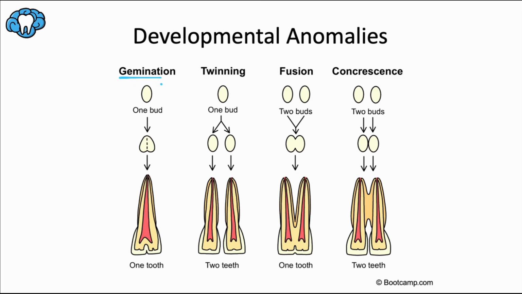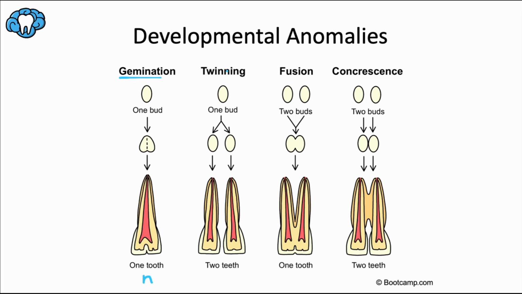Gemination is where you have one tooth bud that partially splits, so you have a larger than normal tooth with a bifid crown. And there's also a larger than normal shared root canal as well. So one tooth bud still becomes one tooth, but it's a little bit misshapen. It most commonly affects the maxillary anterior teeth. Since we're not gaining or losing any teeth, I'm going to use the letter N here to represent, well, we still have a normal amount of teeth.